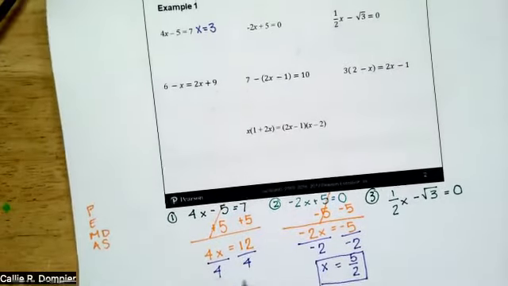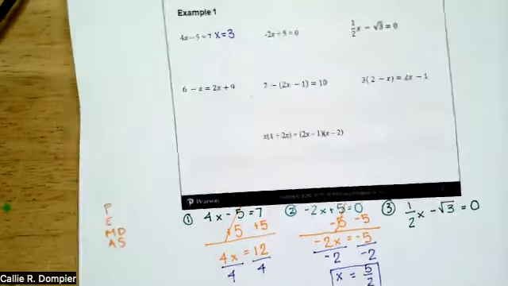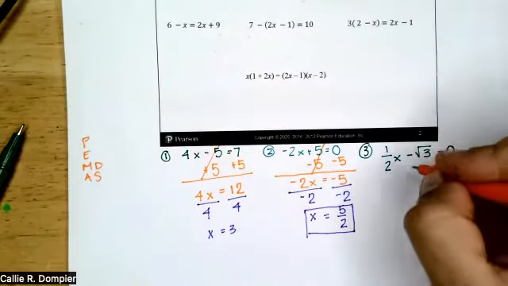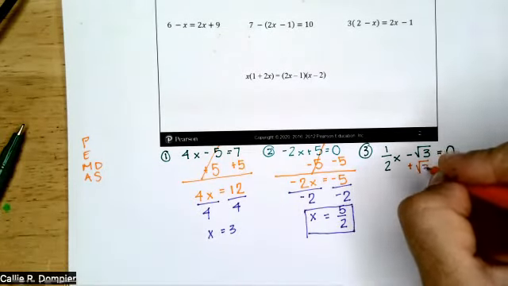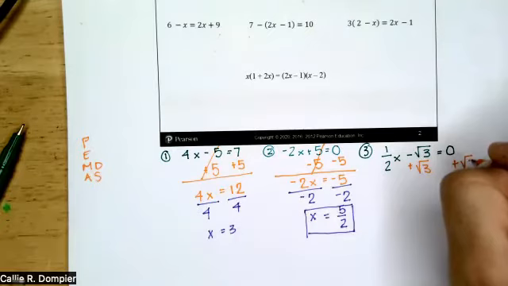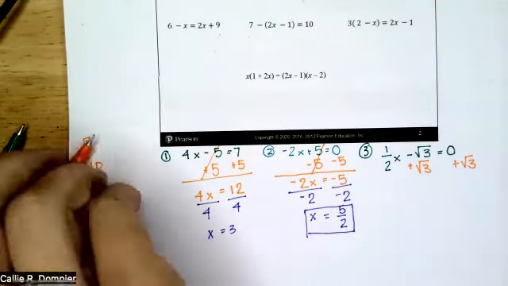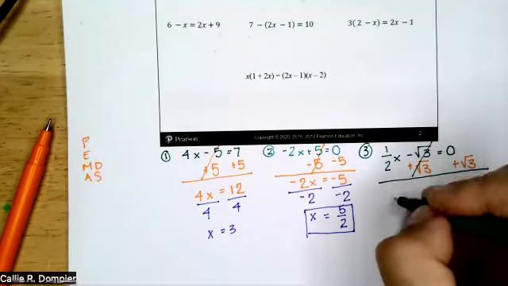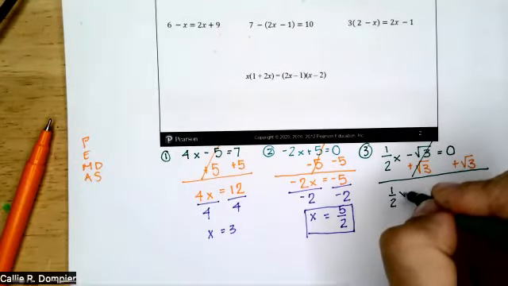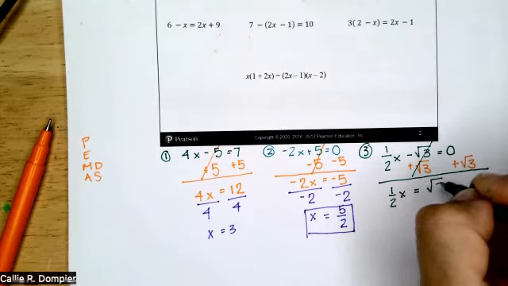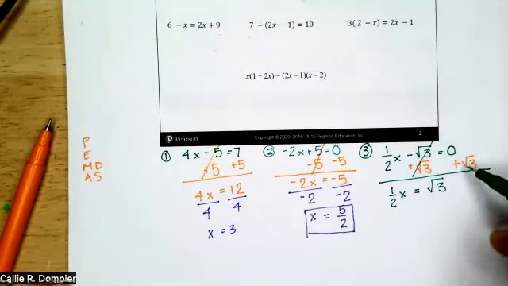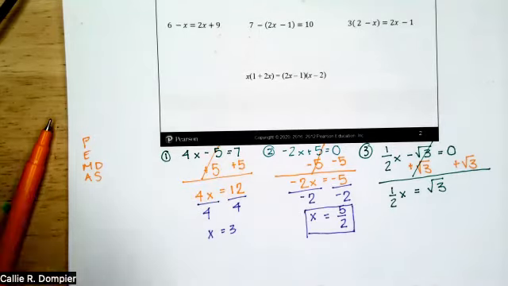Good. What I'm going to do, instead of finding out what that is, I know it's being subtracted from x, so all I'm going to do is add it. And luckily, I'm just adding it to 0. That's convenient. So now I have 1/2 x equals the square root of 3, because 0 plus the square root of 3 is the square root of 3.